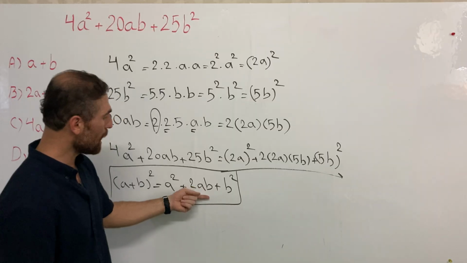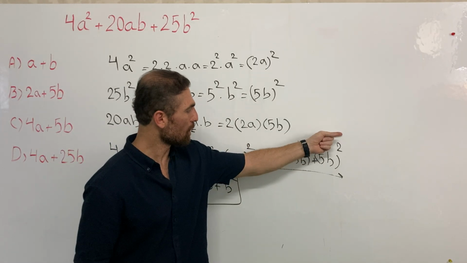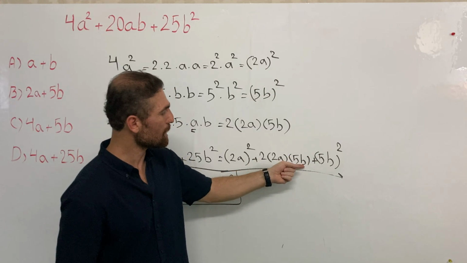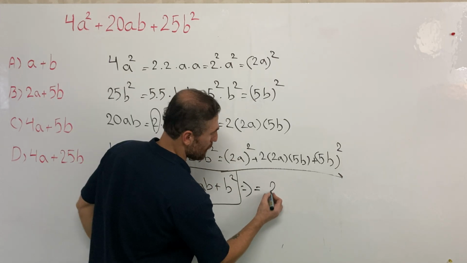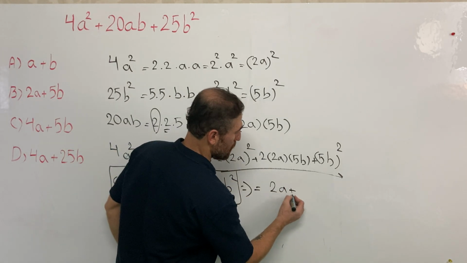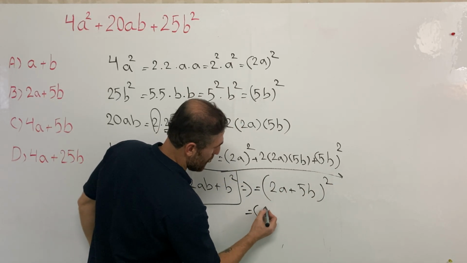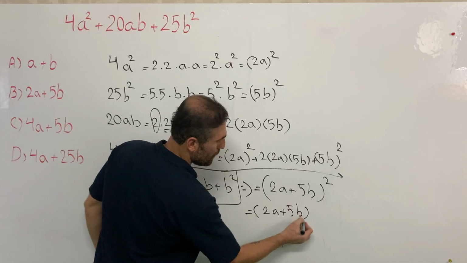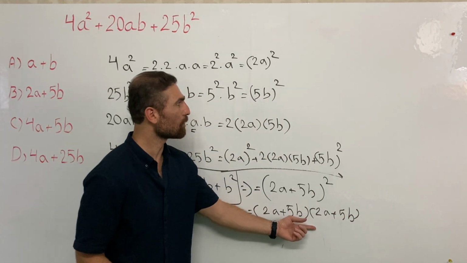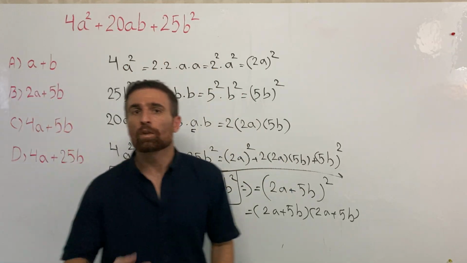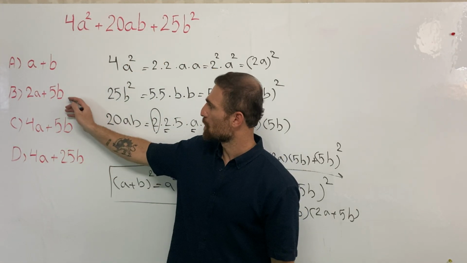This is exactly our right side, which is first term to the power of 2, second term to the power of 2, twice the product of the first term and second term. So it can be written as 2a first term plus second term to the power of 2. What is this? It is the same as 2a plus 5b times 2a plus 5b. And this is the factored form of this polynomial. Now, you can choose which one of these is our answer. Absolutely option B.